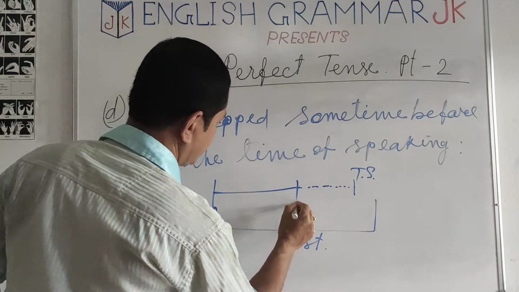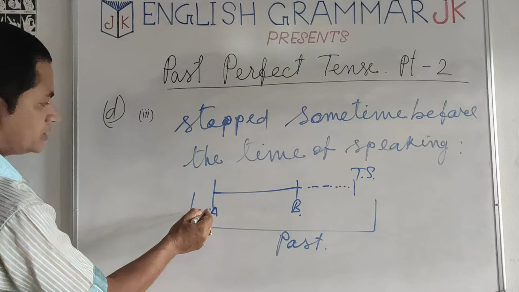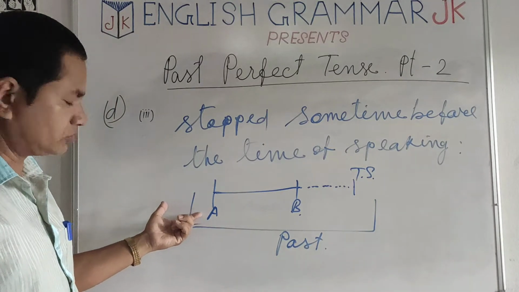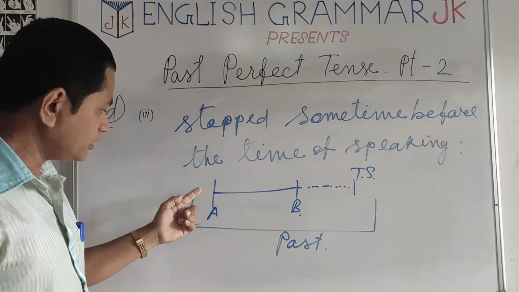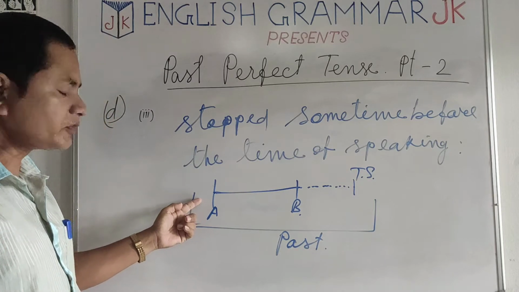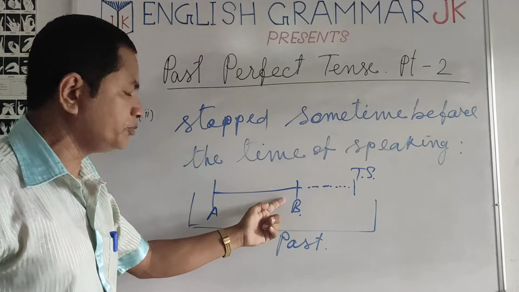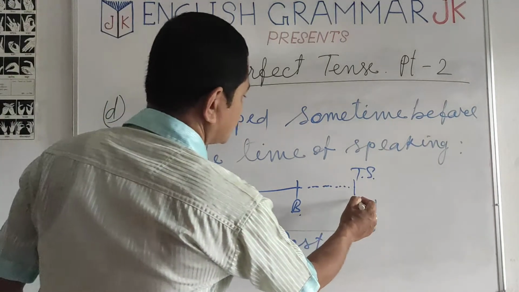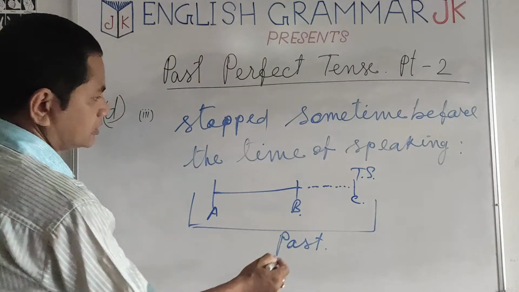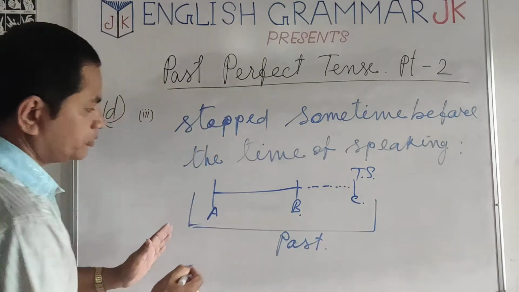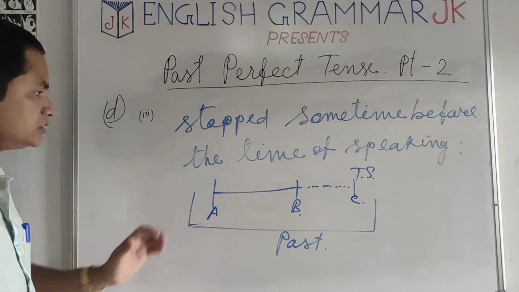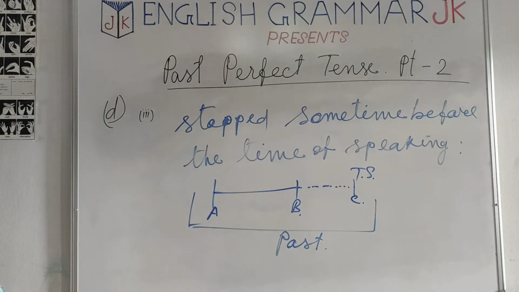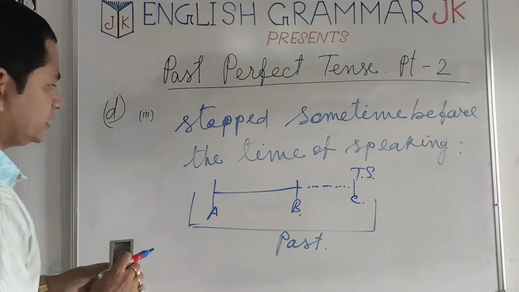Suppose this is A, this is B. A is the beginning time of the action. The action began at this time A, and it ended at this time B, and this is the time of speaking C. A, B, C all belong to the past time. Okay, this is the point I am discussing here.